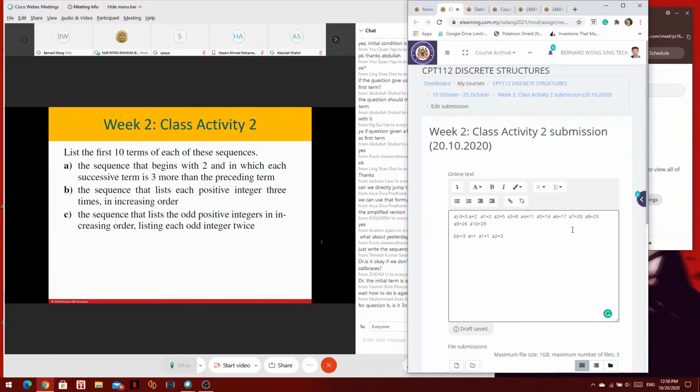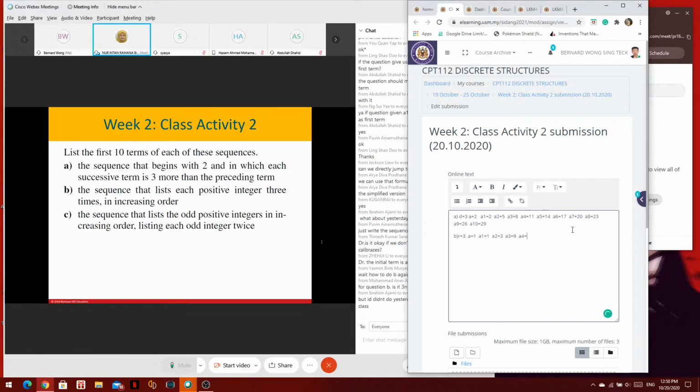Zehui, for this question we don't have the initial term. This is only under the first subtopic under sequence. You need to write the terms according to the questions. For example, question A, you have to write the sequence that begins with two, and so on.